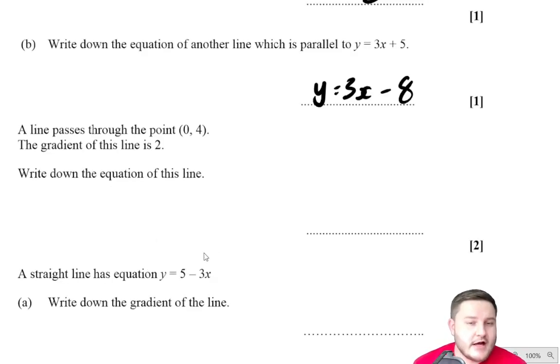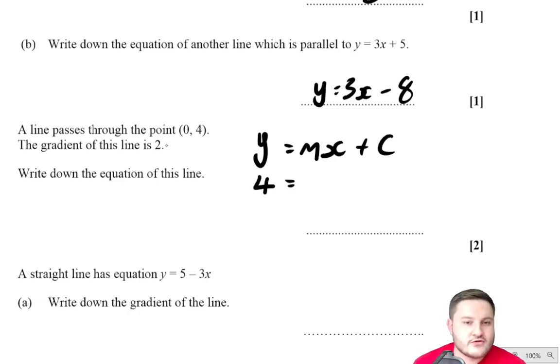Right then. You can also form an equation of a line, and this is a really nice idea. A line passes through the point (0, 4) and has a gradient of 2. Write down the equation of the line. Well, first of all, let's write down the general equation of a line, which is y = mx + c. And then I just sub in all the bits that I know. So y is the y coordinate, which is 4, is equal to 2, which is the gradient, times the x coordinate of 0, plus c.